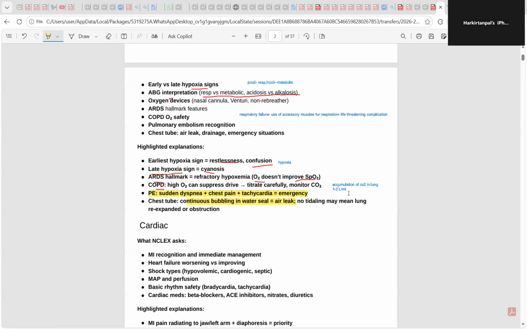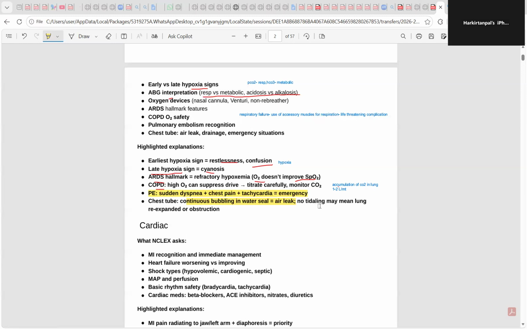And one tricky point is that immediately after the ICD insertion, if there is no tidalling, that indicates there is obstruction. But after 2 to 3 days following insertion, if there is no tidalling, that indicates re-expansion of the lung. So how can we confirm it? By doing an X-ray, we can confirm it, and we can remove the ICD. Understood?